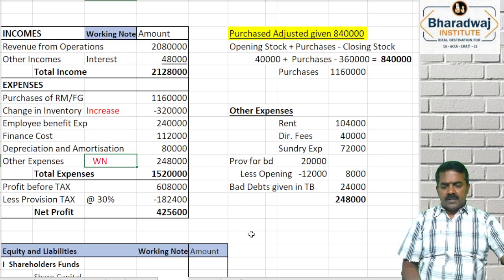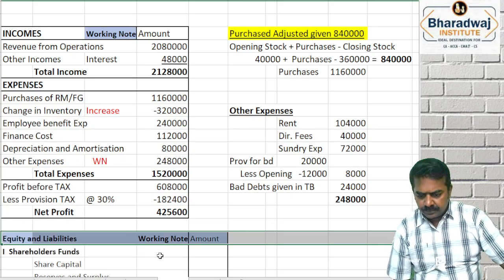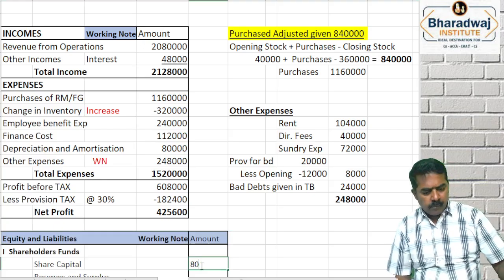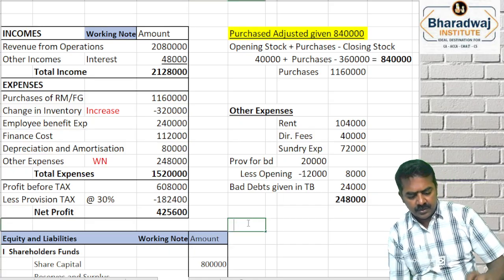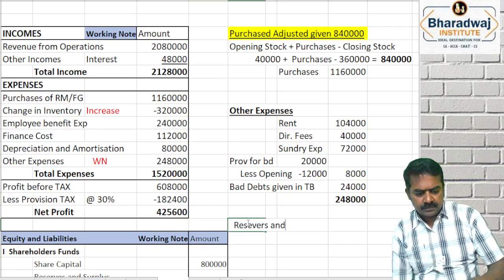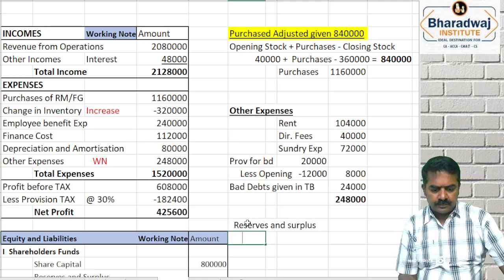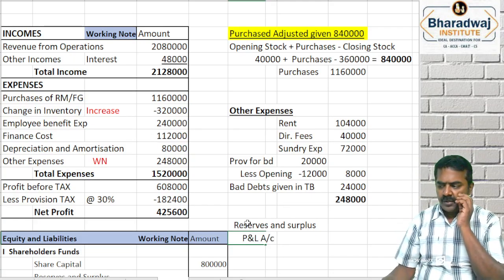Try to prepare the balance sheet next. Only the paid up capital will come. If there is everything else, that will be a working note. Do reserves and surplus. Profit and loss account.